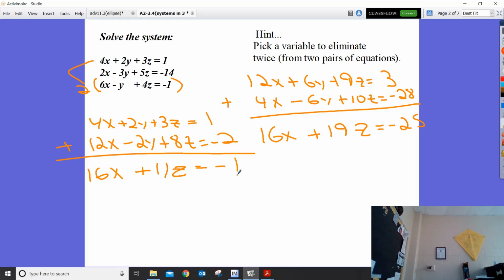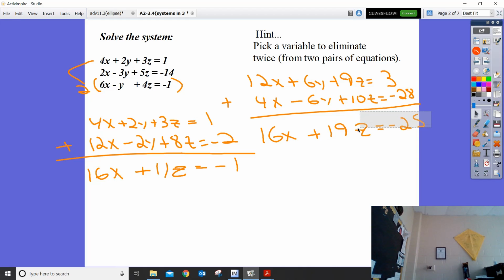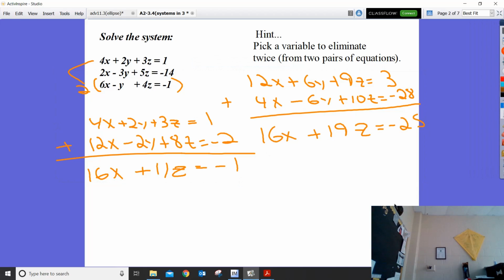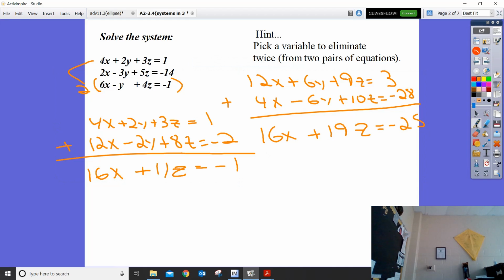Add 1 and negative 2, you get a negative 1. Now you have two equations that only have x's and z's. This is yesterday's stuff. Did Mr. Garner take you all through systems of threes? Because I'm going to take these two and line them up. We'll wait till we line up first.